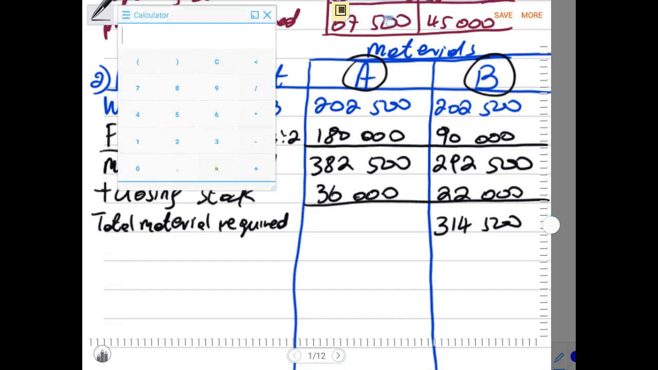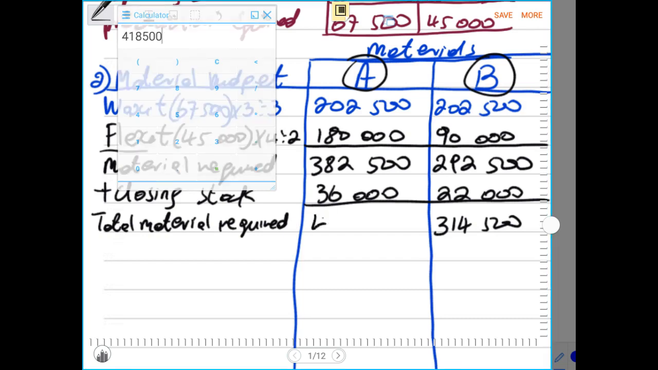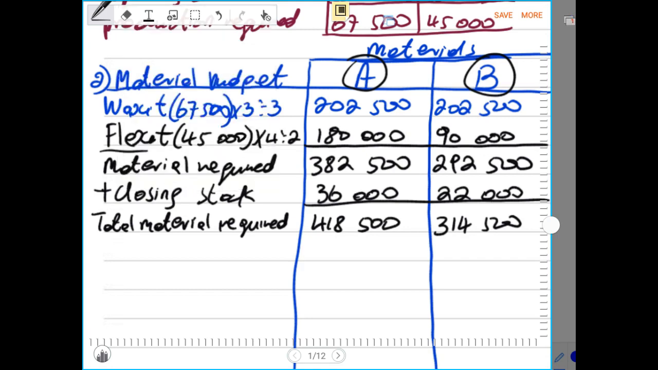And the second one will be 382,500 plus 36,000, and this will give us 418,500. So now we have allocated for that, and from here we immediately go to subtract the opening stock.